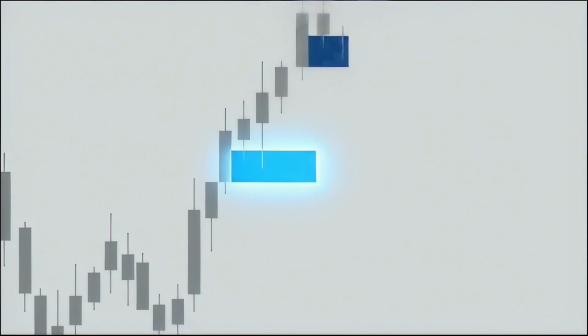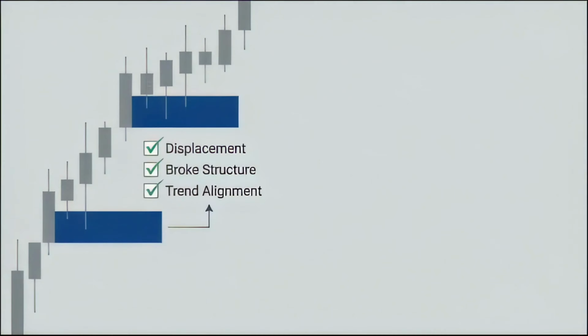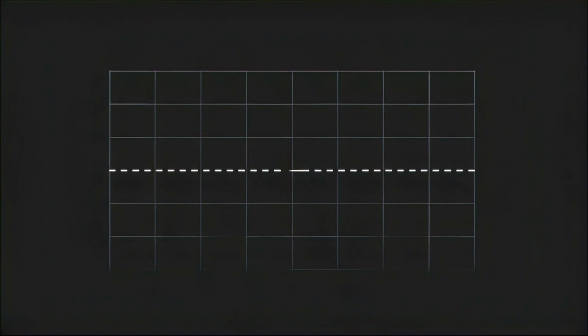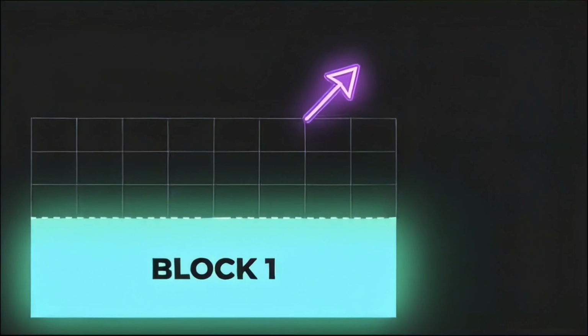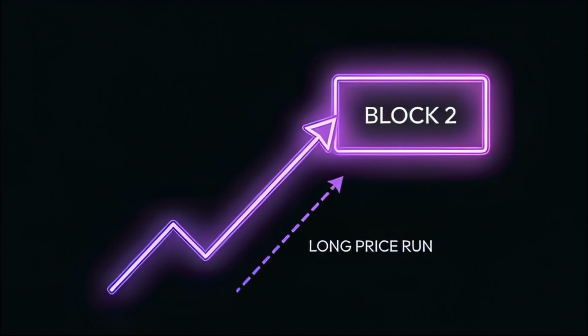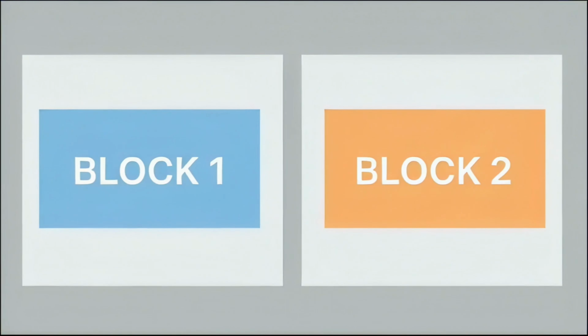Let me test you again, because this one catches almost everybody. Two bullish order blocks. Same chart, same day. Both formed on violent displacement. Both broke structure. Both agree with the trend. The first sits near the bottom of the range, well below the halfway point. The second sits near the top, just under the recent high, after price has already run a long way. Which one do you take?